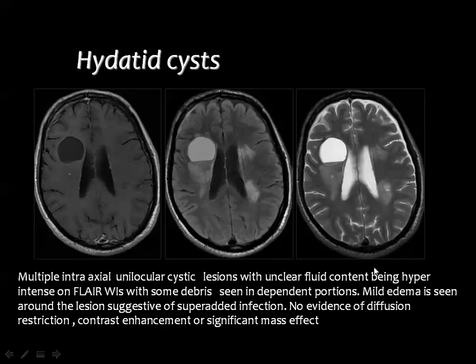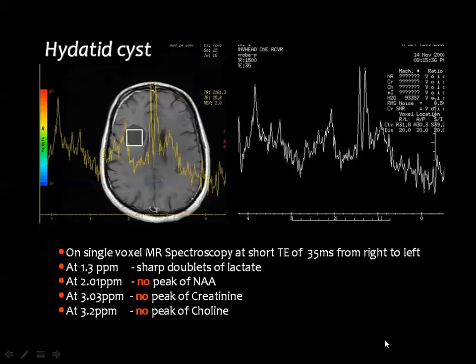Then hydatid cysts behave almost like an abscess. If you put the voxel within the cyst, you will get a spectrum similar to an abscess. Here, you can reach the diagnosis of hydatid cyst simply from MR images by the presence of an intra-axial cystic lesion, which is not usually surrounded by edema, shows no contrast enhancement, and exerts little mass effect according to the size of the cyst. And here you can see no peak of NAA, no peak of creatine, no peak of choline.